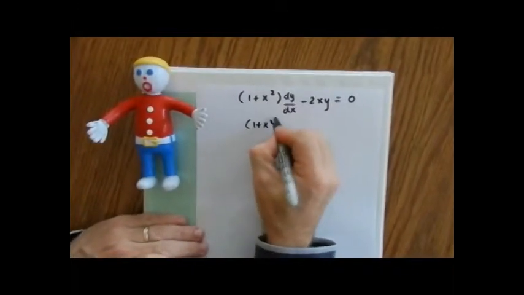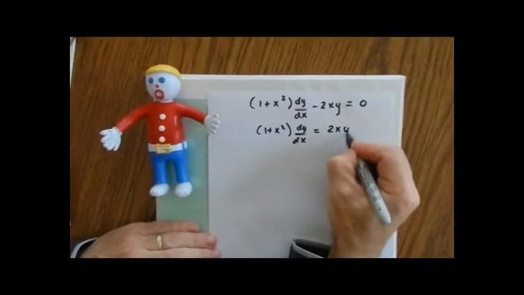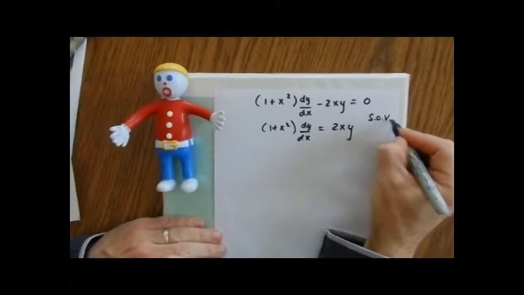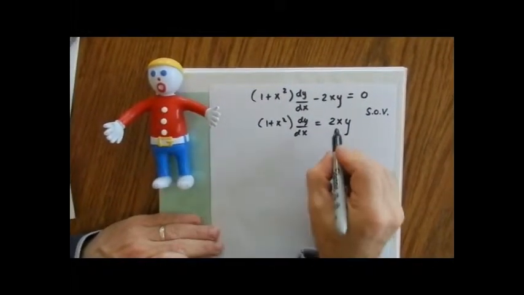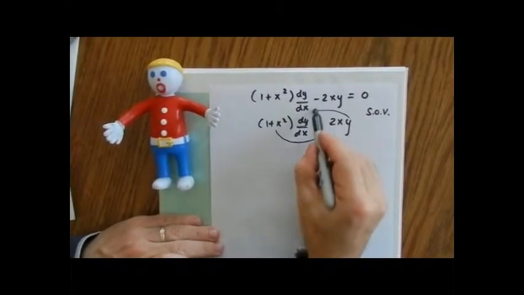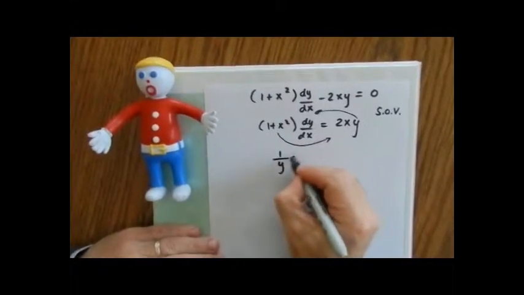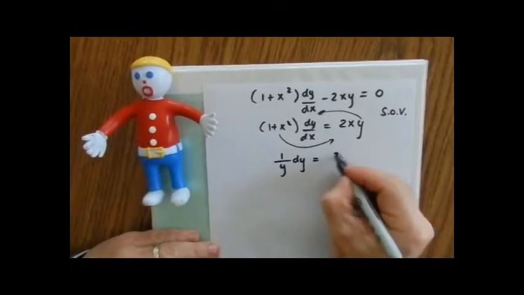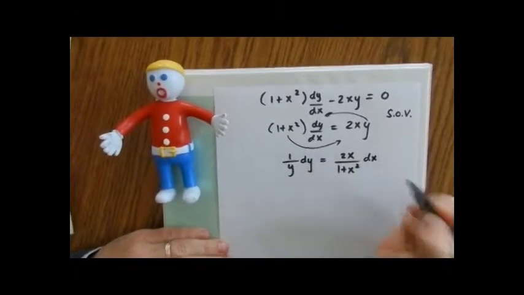Let's see. The first thing we're going to do is rewrite this so that we begin to separate the variables, SOV again. This time we've got some x's and y's mixed up. So I am going to move this over here and him over there. And it's going to look like this. 1 over y dy equals 2x over this with a dx.